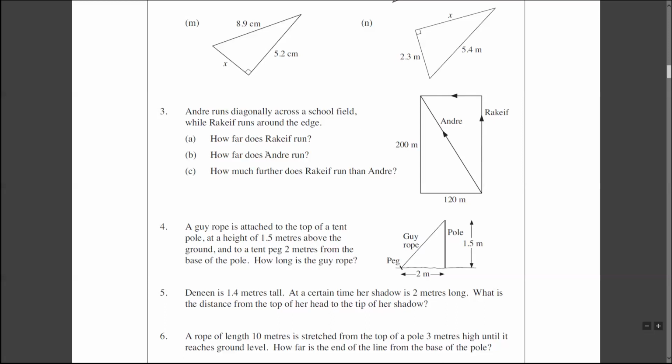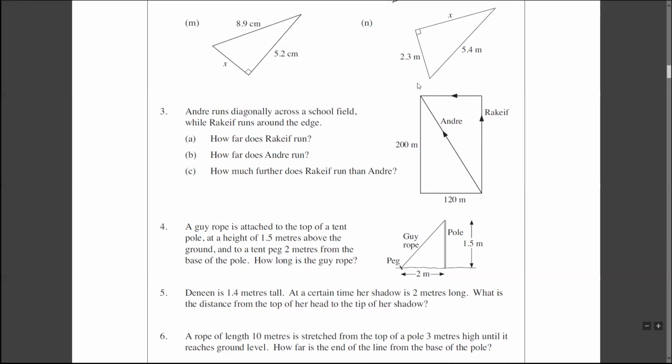And so how far does Rakif run? So Rakif, based on how the measurement is set up, so to go in this direction, call it vertical, right? From his perspective, he's just running forward, maybe.